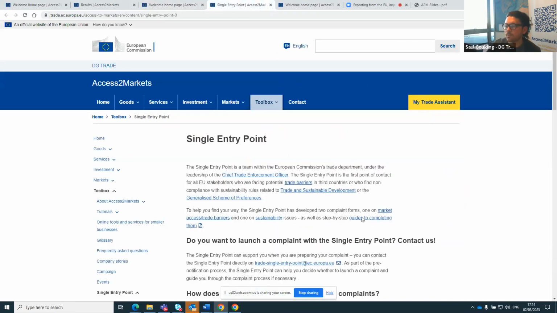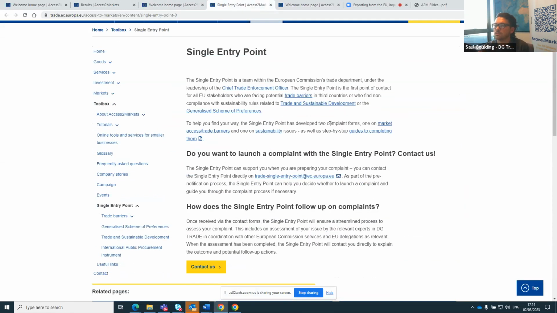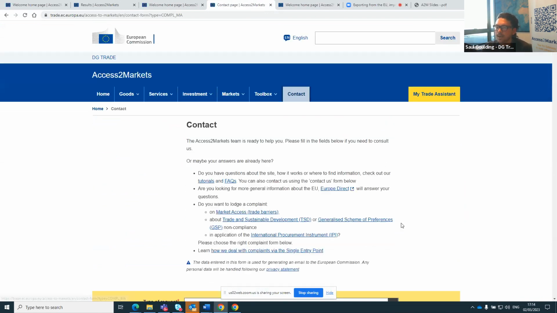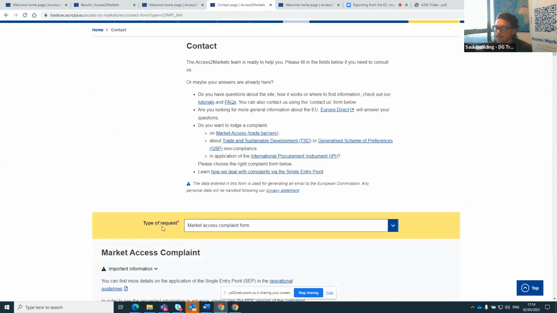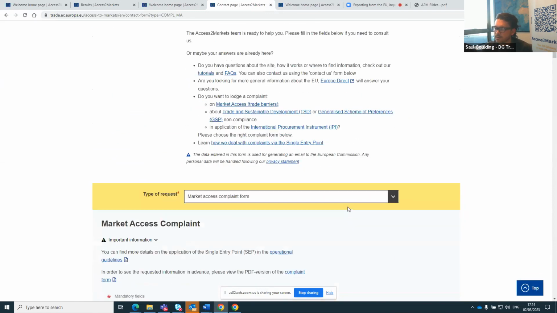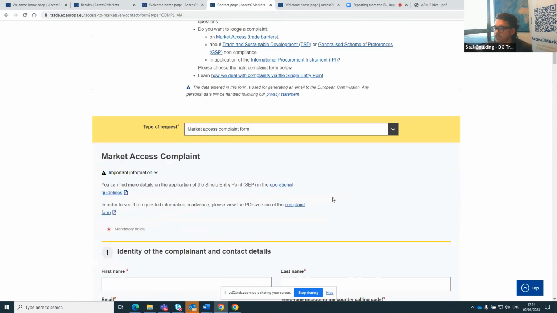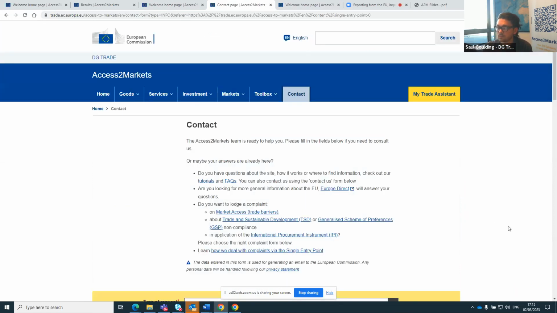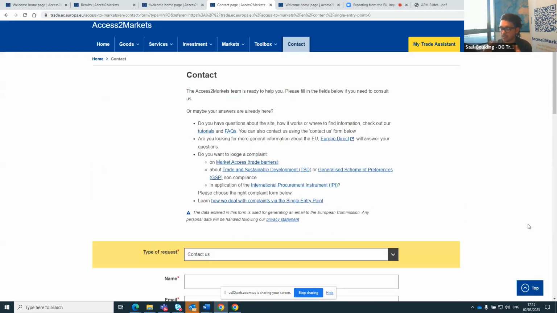But before I do that, we also have our single entry point, which some of you may be aware of. It's how to launch a complaint, and it's the first point of contact in our Directorate General. You do that through the contact page here. So if you need any more information we can follow up in the questions and answers, or you can also look in the contact us section of the website.